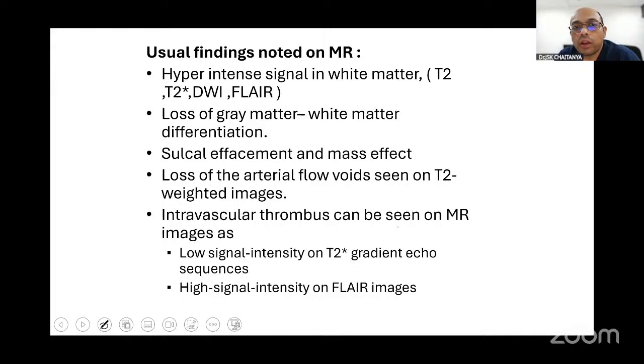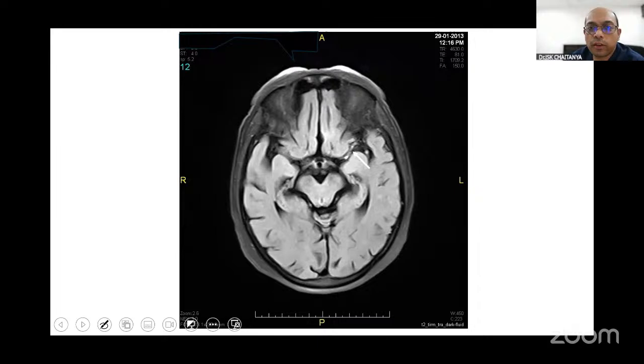We see loss of arterial flow voids when there is occlusion or no blood flow in the vessels; the normal flow voids which we expect are not seen. And in some sequences like gradient echo imaging or susceptibility weighted imaging, we might be able to identify thrombus as well. Here is an MRI. The arrow is pointing at the blood vessel, which is looking bright. That means there is loss of flow void, suggesting there could be an arterial thrombus.